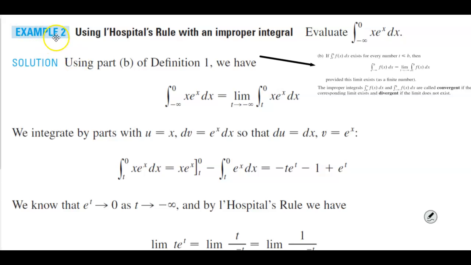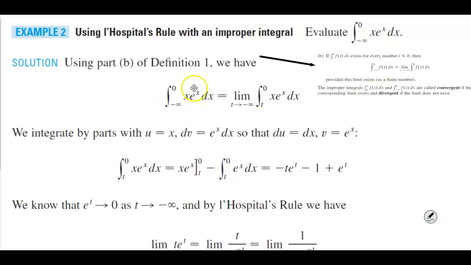Yeah, for example number 2, we're going to use L'Hopital's rule with an improper integral to evaluate the function x e to the x dx going from negative infinity to 0. So we're going to apply part B of definition 1, where the lower limit is negative infinity, and we're going to convert that to a limit as t approaches negative infinity.